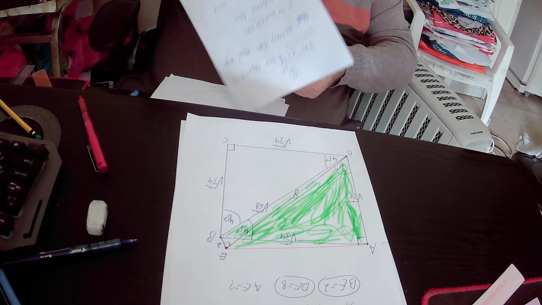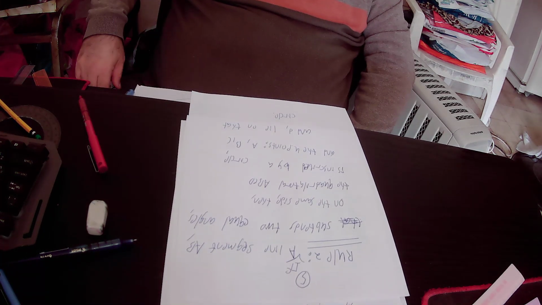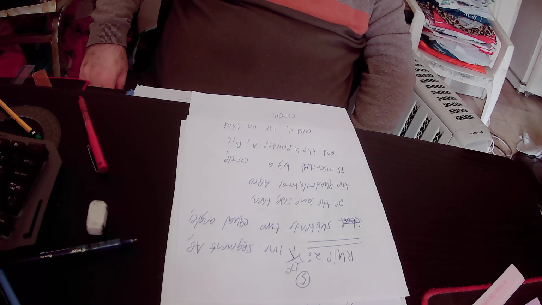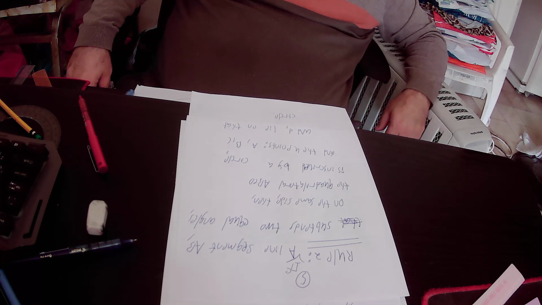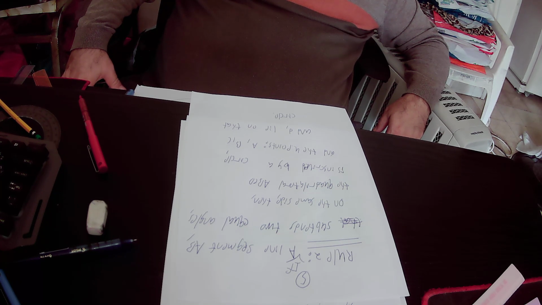According to rule number 2, if a line segment AB subtends two equal angles on the same side, then the quadrilateral ABCD is inscribed by a circle, and the 4 points A, B, C, and D lie on that circle.